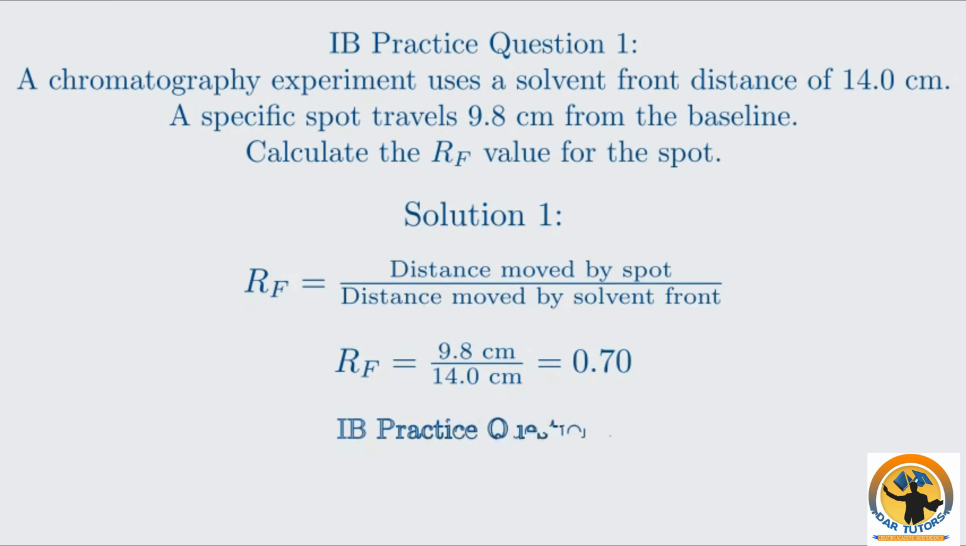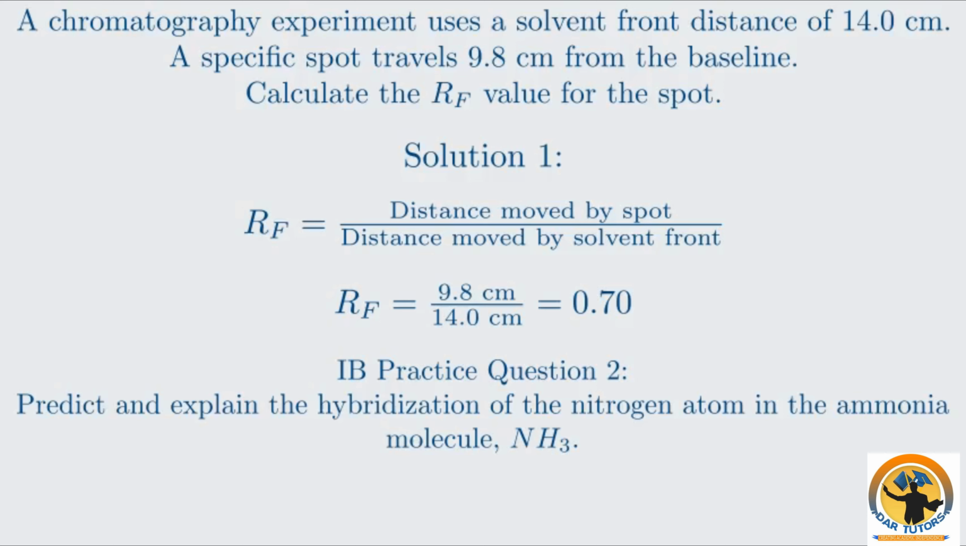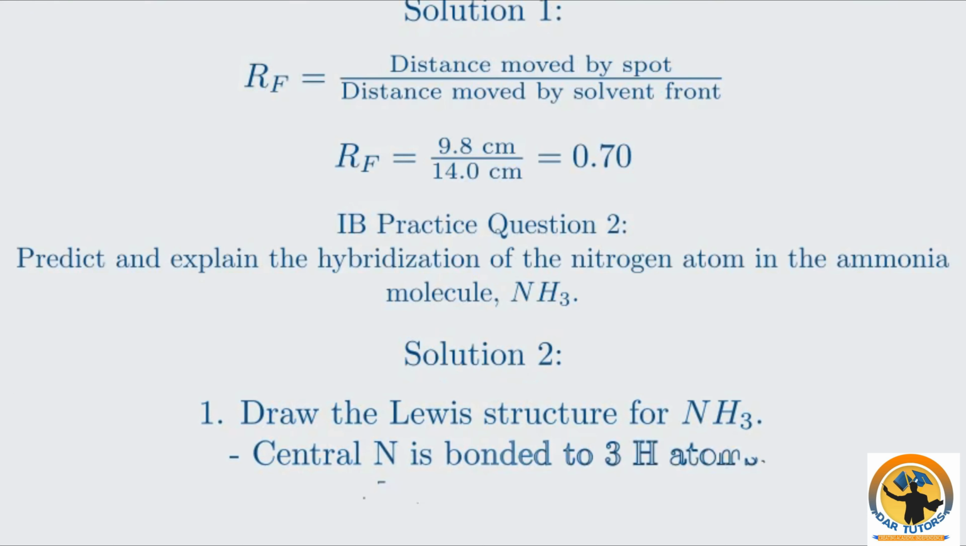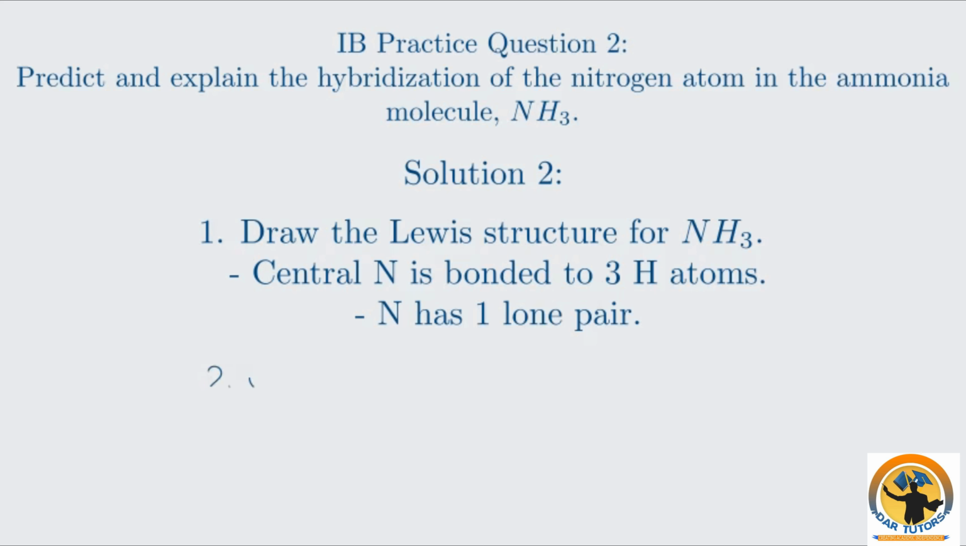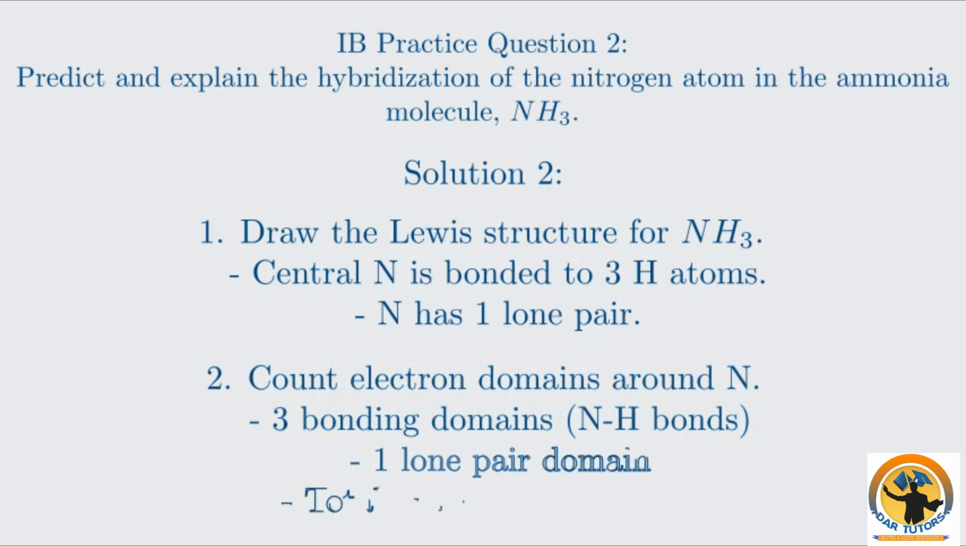Second question. Predict and explain the hybridization of the nitrogen atom in the ammonia molecule, NH3. Pause the video and think about this one. To solve this, we first need to determine the number of electron domains around the central nitrogen atom. Nitrogen is bonded to 3 hydrogen atoms, giving 3 bonding domains. It also has 1 lone pair, for a total of 4 electron domains.